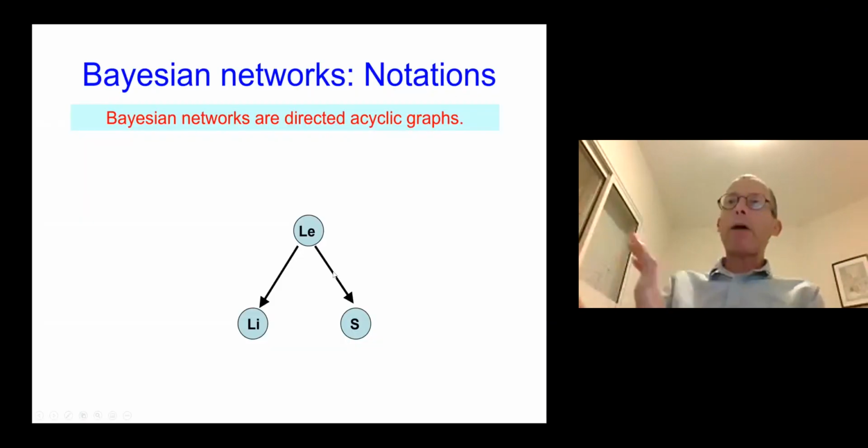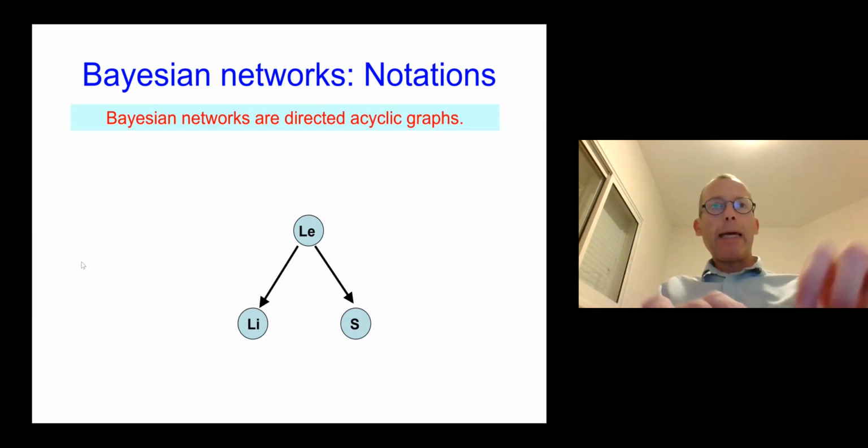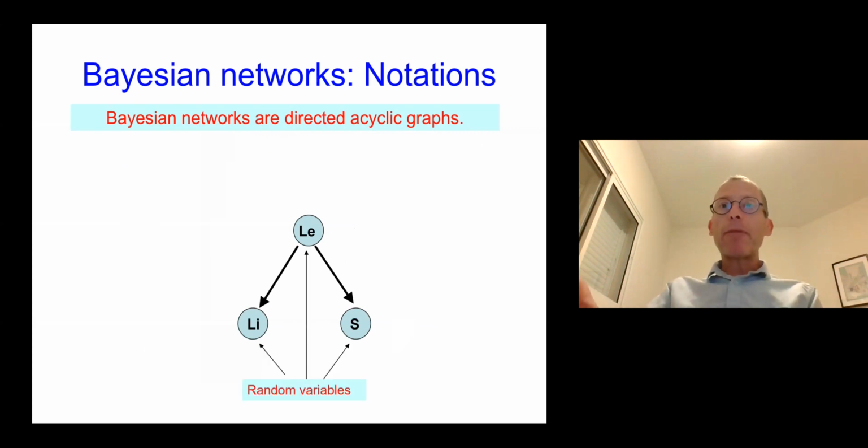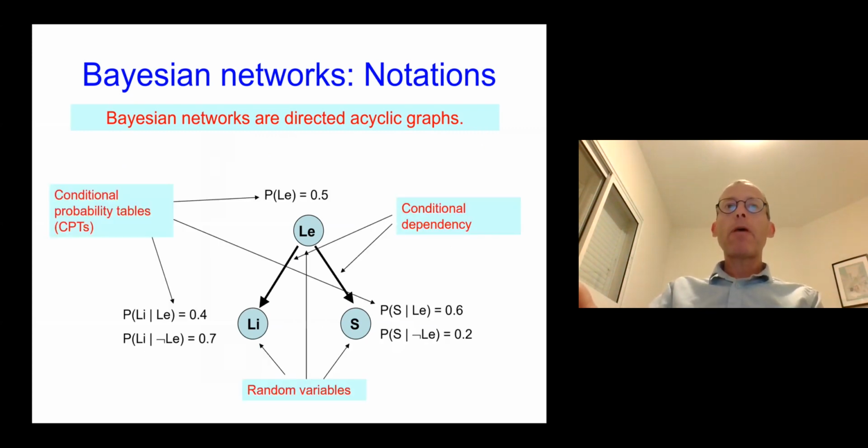But it's an important requirement, and we'll see in a few slides why this is useful. Okay, so this is the meaning of the graph structure of a Bayesian network. We have nodes that represent random variables. We have edges that represent dependency relationships, and then we have something else, which is called conditional probability tables, or CPTs. CPTs define the probabilities that are related to the edges.